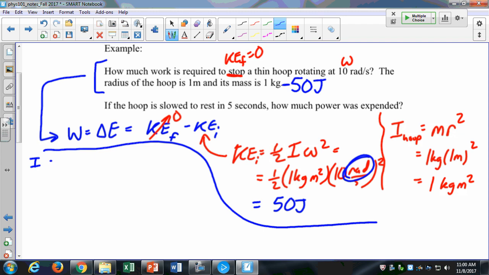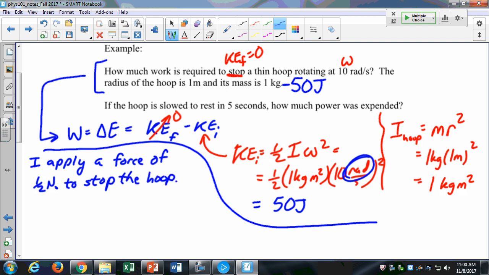All right, let's say that I apply a force of a half a Newton to stop the wheel or the hoop. Okay? I apply a force of a half a Newton. How many revolutions does it spin?